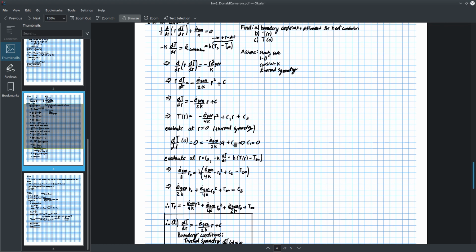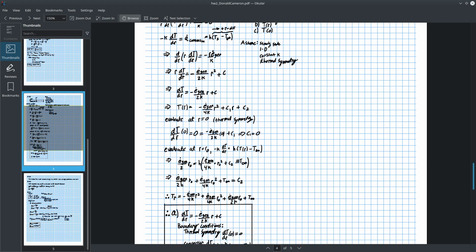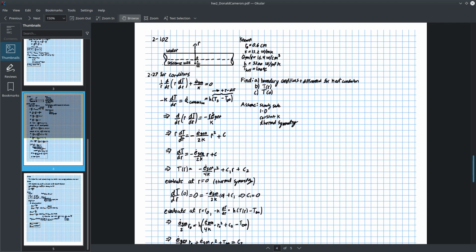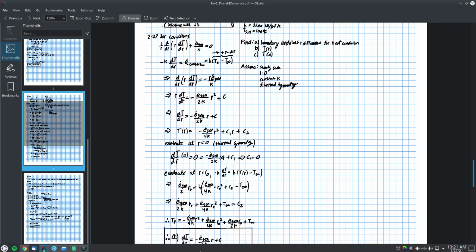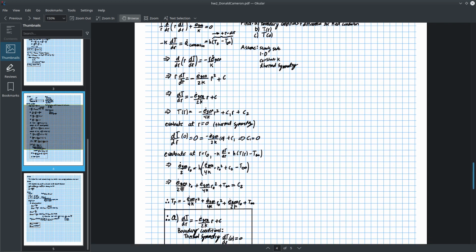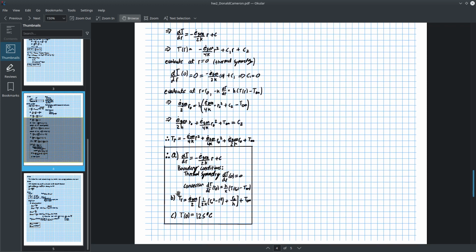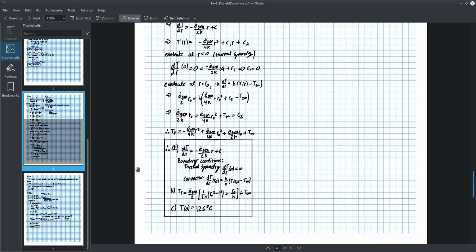evaluate using our boundary conditions of thermal symmetry and the fact that we know that at the R naught, the outer surface, we have cooling that conforms with Newton's law of cooling in order to find our constants. And then we have our differential here, our boundary conditions of thermal symmetry and convection, and the equation for the temperature profile and the temperature at the center line.